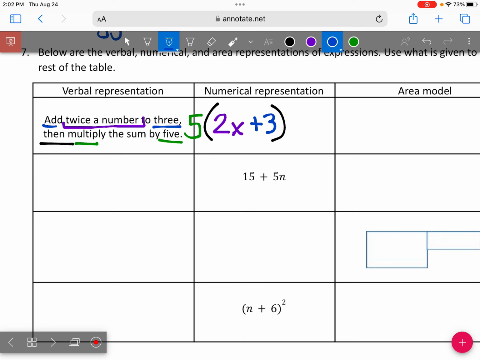To do our area model, since we wrote it as a product, I would recommend doing a box kind of thing like this, where we have the 2x plus 3 times 5. That's my recommendation. You don't have to, but you would have to multiply it out then.